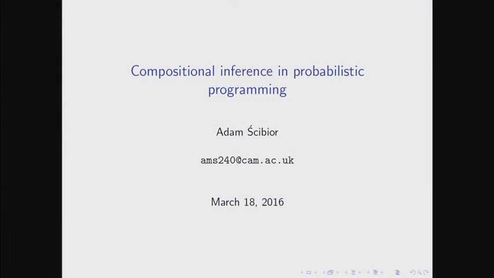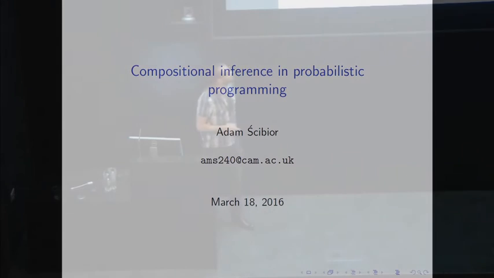Okay, so the title is actually Compositional Inference in Probabilistic Programming. I changed it at the last minute. And let's start with telling you what probabilistic programming is about. So the idea is to make the task of probabilistic modeling easy, or easier.